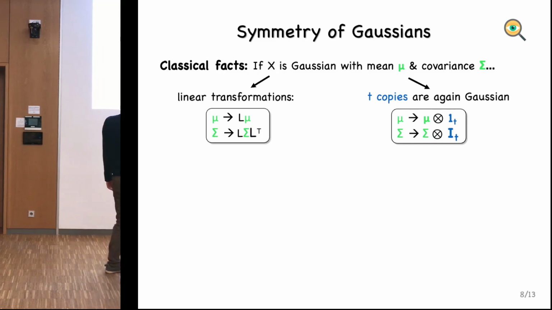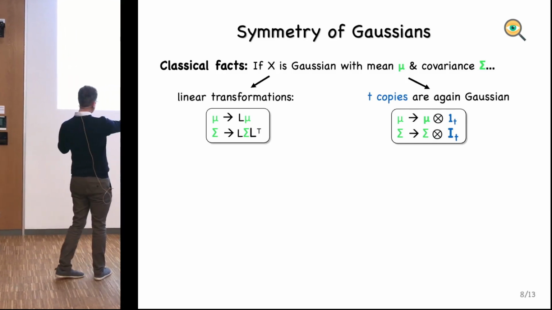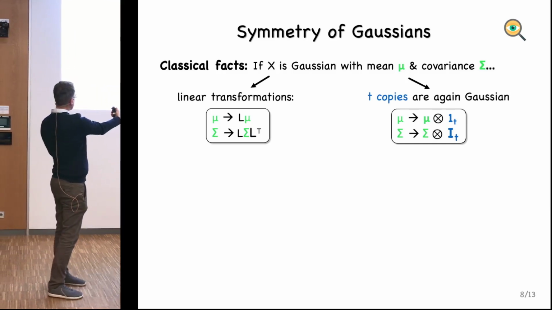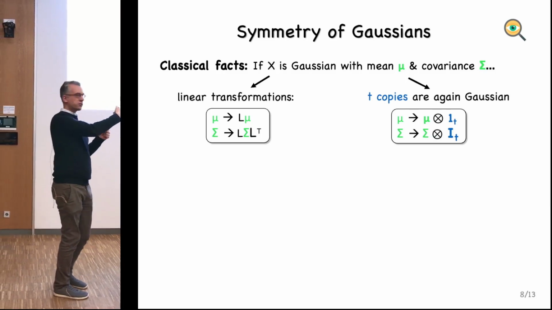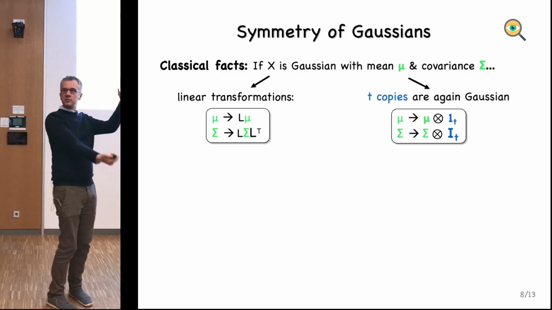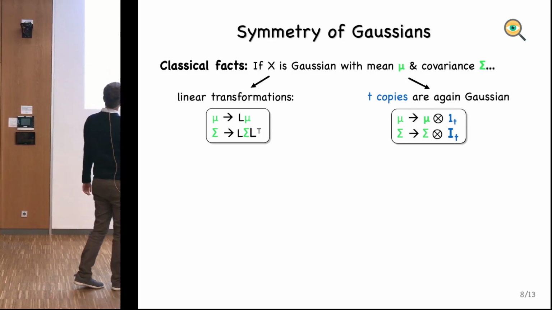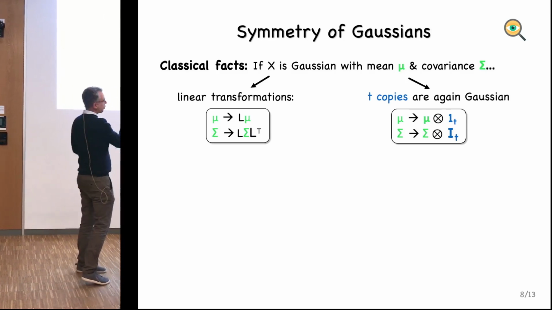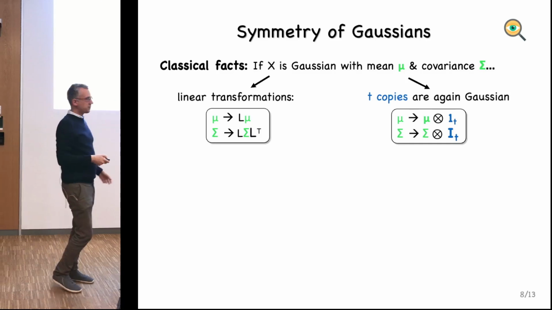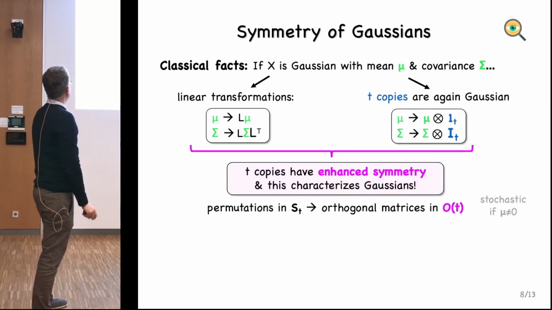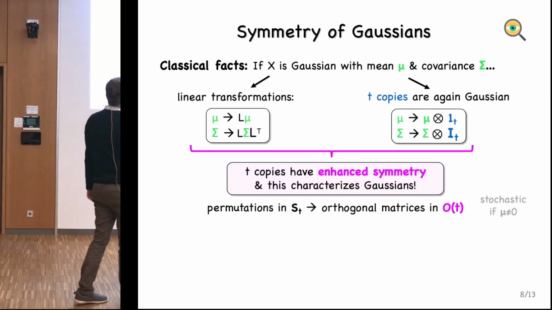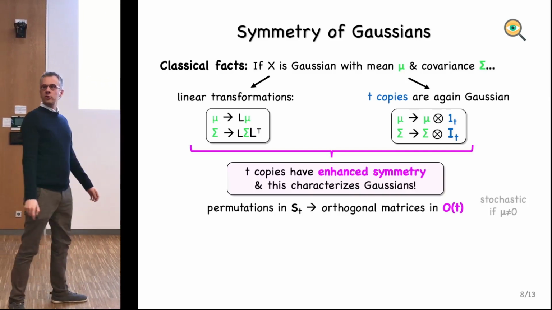Why is that? Well, if you treat all the modes, all the dimensions of your single copy vector, the same, but you rotate among the t copies, so to say, in R^t, then this OO transpose is the identity, right? It commutes with the identity. Okay. So t copies of a Gaussian random variable have an enhanced symmetry, and actually Gaussians are characterized this way.